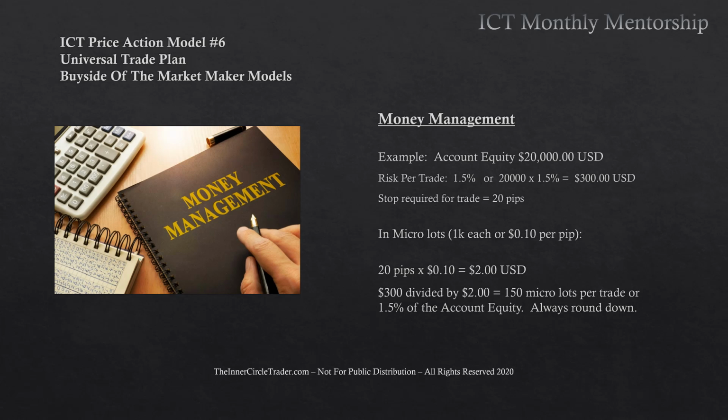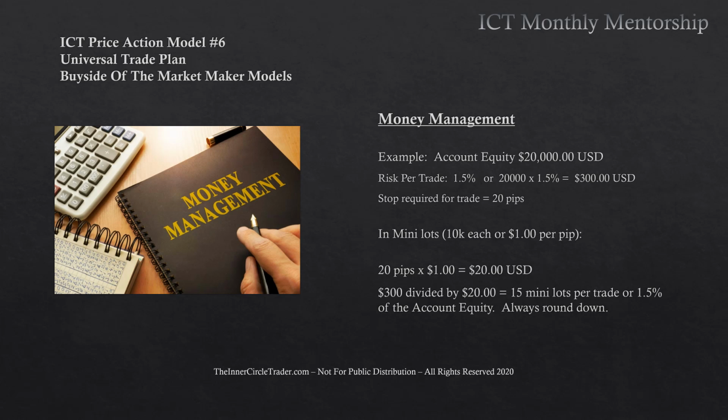As an example, equity of 20,000 US dollars. Risk per trade is 1.5%, or 20,000 times 1.5%. In this case, it would be 300 US dollars. Stop required for the trade is 20 pips. In micro lots, 1,000 each, or 10 cents per pip. 20 pips times 10 cents equals 2 US dollars. So $300 divided by $2 equals, you can have 150 micro lots per trade, or 1.5% of the account equity, always round down.